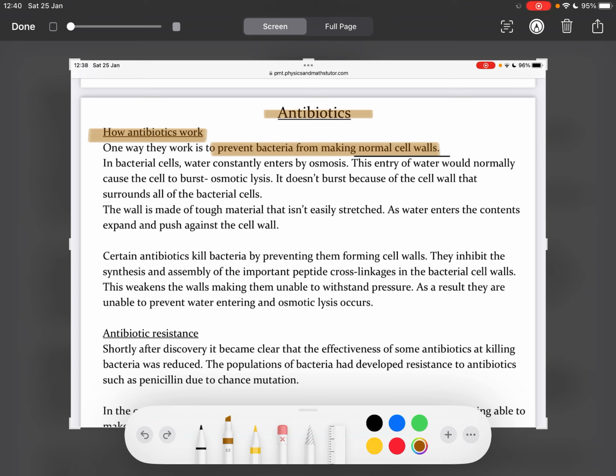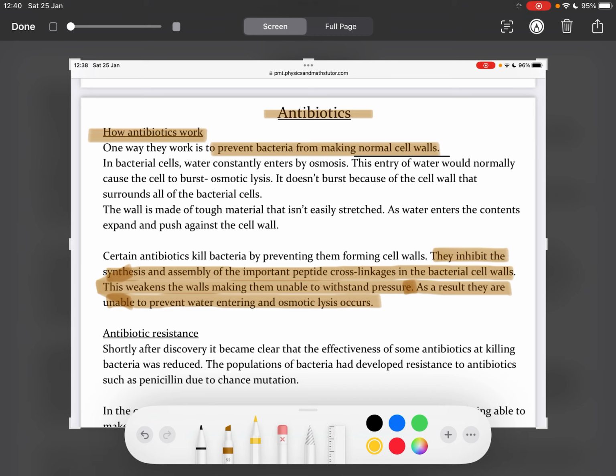Why do we want to prevent bacteria from making normal cell walls? Because certain antibiotics kill bacteria by preventing them forming cell walls. Why? They inhibit the synthesis and assembly of the important peptide cross-linkage in the bacterial cell walls. This weakens the walls, making them unable to withstand pressure, and as a result, they are unable to prevent water entering, and osmotic lysis occurs. That's great. So that's why.